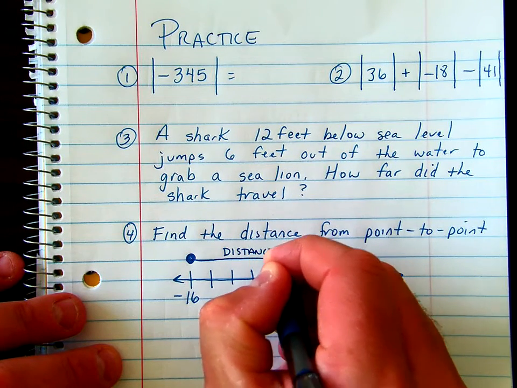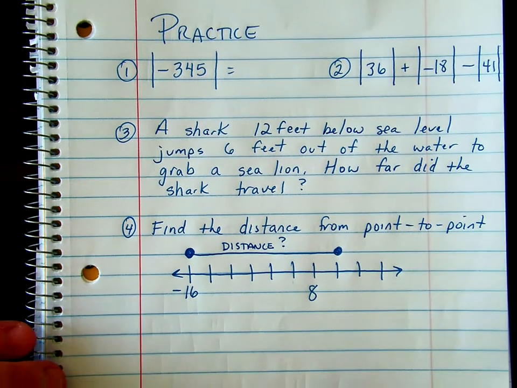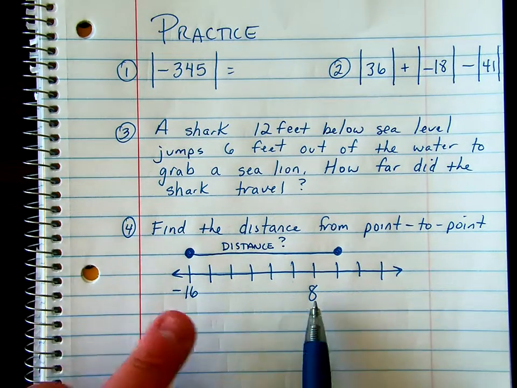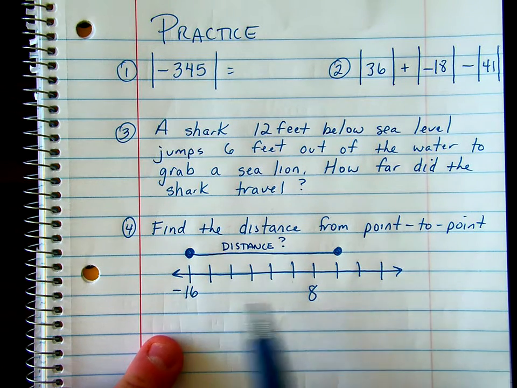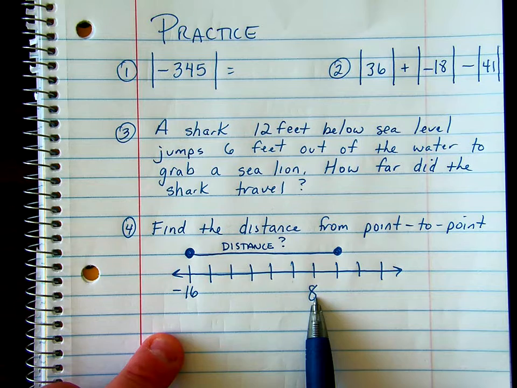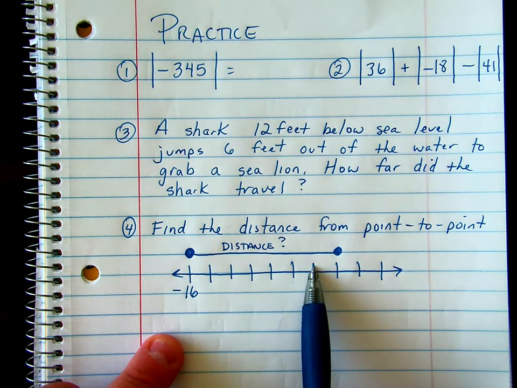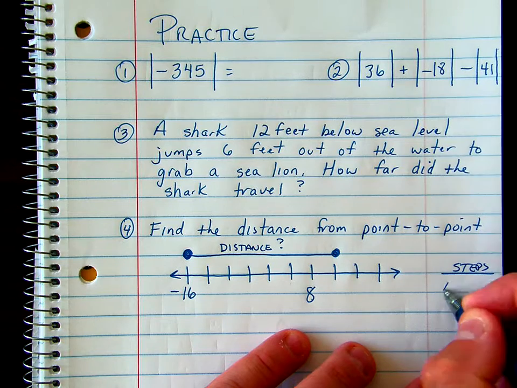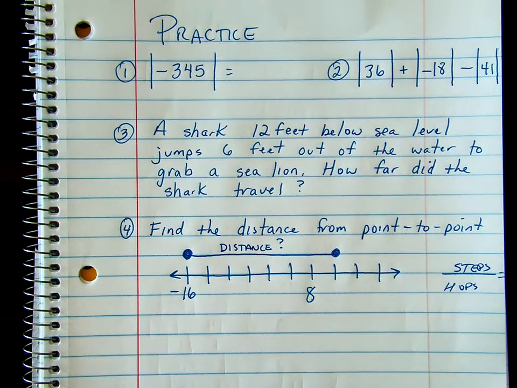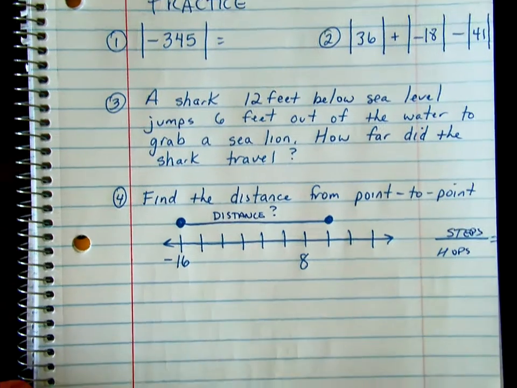So notice in number 4, what this is going to require you to do is figure out how many steps it takes to go from negative 16 to 8. You're going to have to figure out how many hops so that we can figure out what we're counting by. So you're going to have to use the steps divided by hops method, just like we did with the last test. And then number 5 is going to be the challenge.